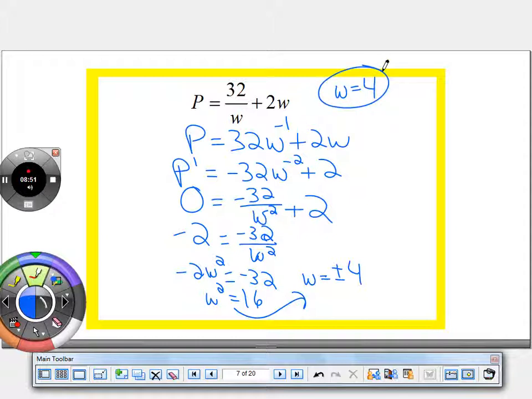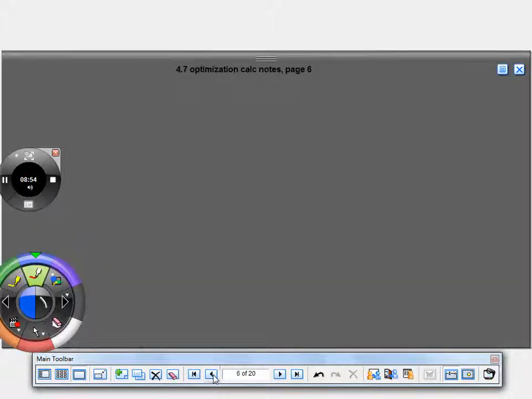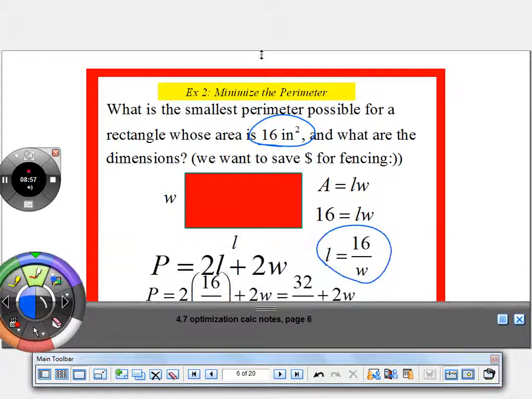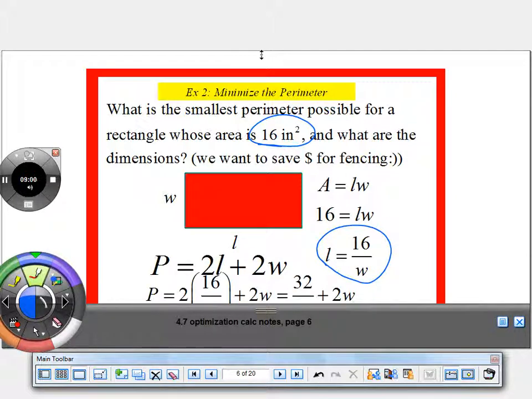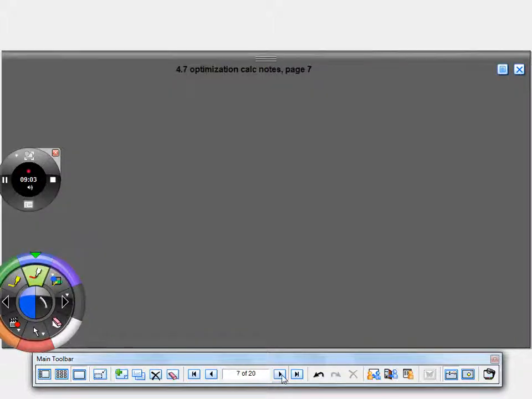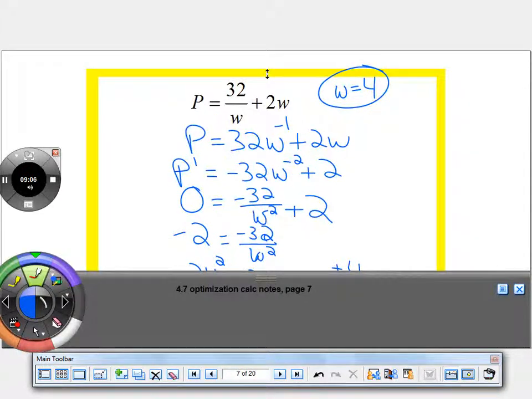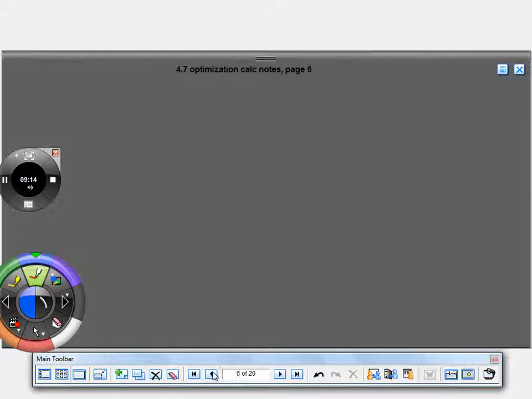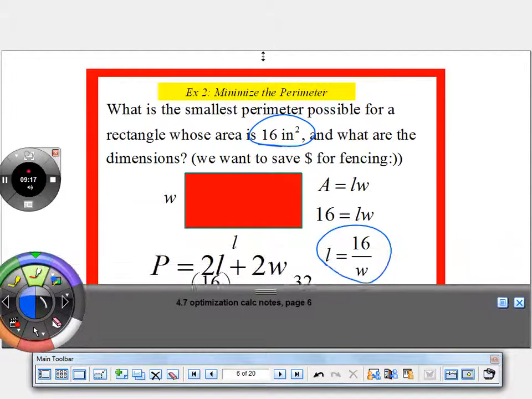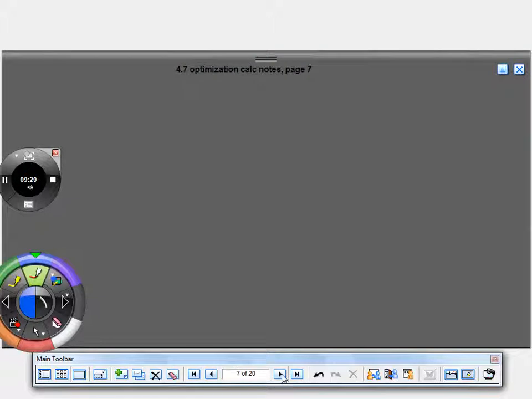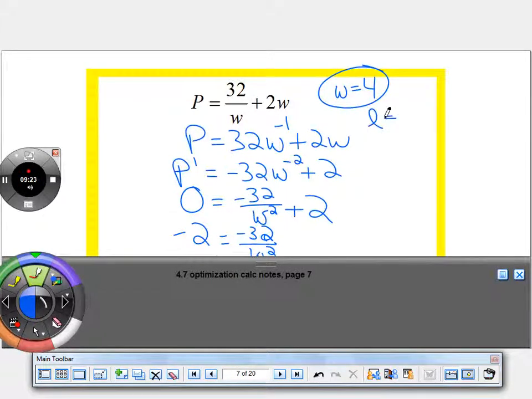And then if we wanted to figure out, hey, what's the length going to be? Well, we would go back and look at what we had before. We had length equals 16 over W. So we can utilize that information. So L equals 16 over W. Okay, so L equals 16 over 4, and so the length is actually 4 as well. So the dimensions, if they want the dimensions, it's 4 by 4.